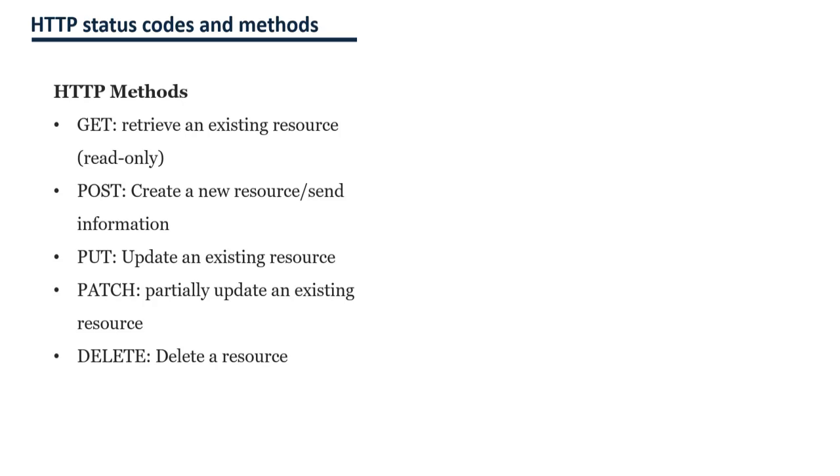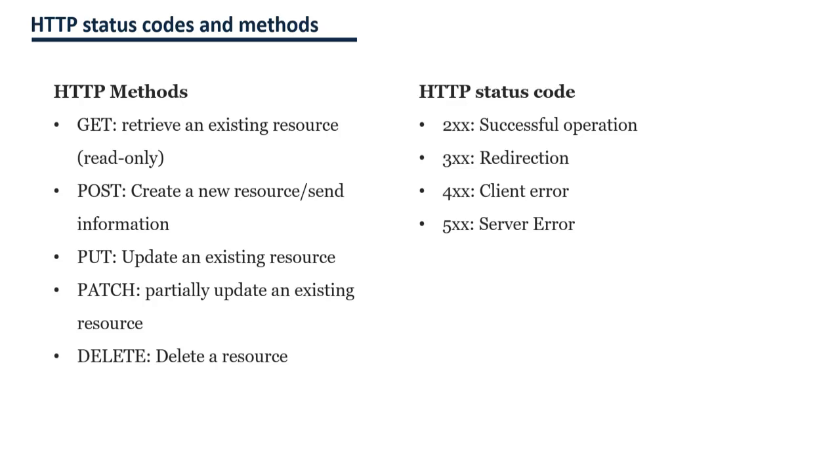When using these methods, the API will return a response accompanied by a HTTP status code. These codes can start with indicating that the operation was successful, representing a redirection, pointing to a client error, and indicating a server error.